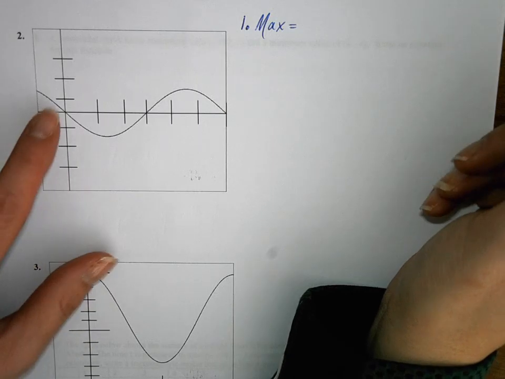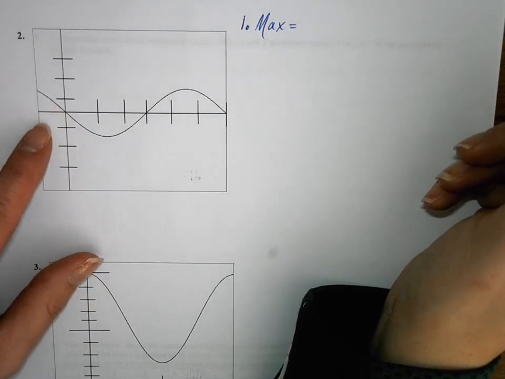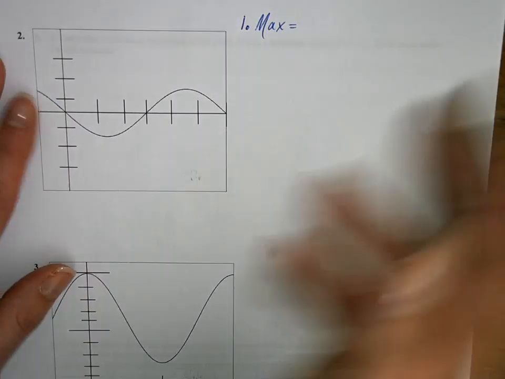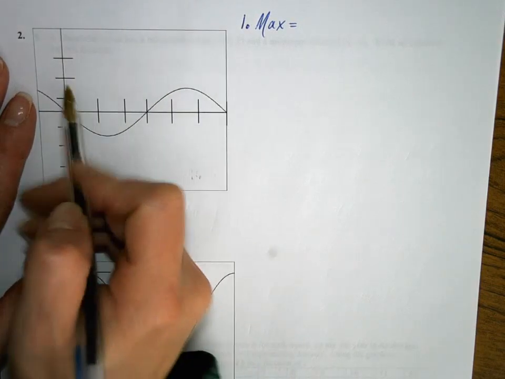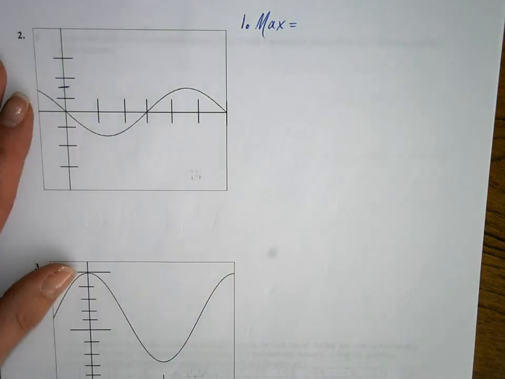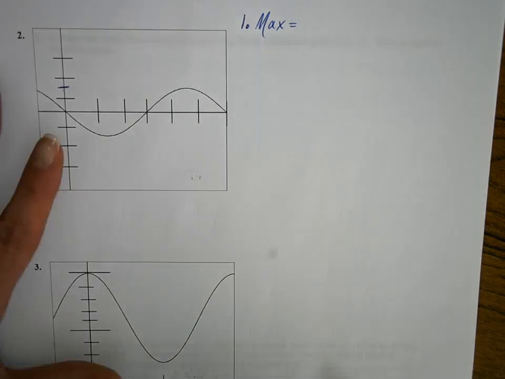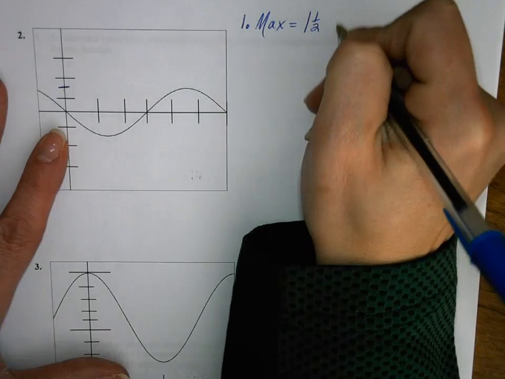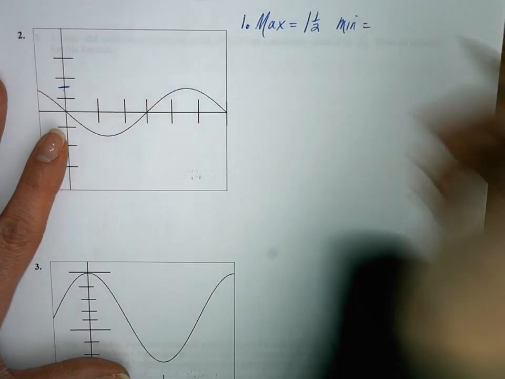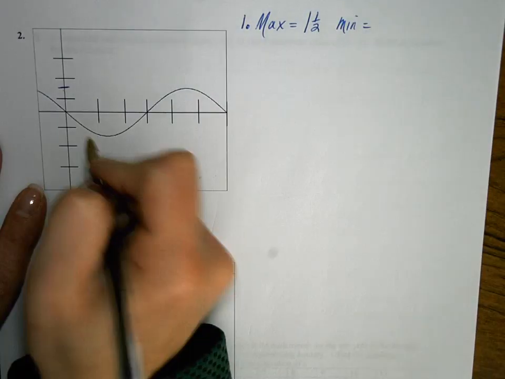I promise you on a quiz or a test it will be blatantly obvious, but this actually happens to be about 1.5. Yes, we're going to assume it's 1.5 on a quiz or a test. I promise you it will be blatantly obvious, or I will tell you. Okay, so my maximum's at 1.5. What is my minimum? Negative 1.5 as well.